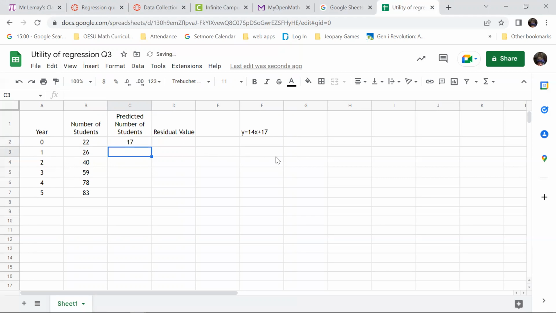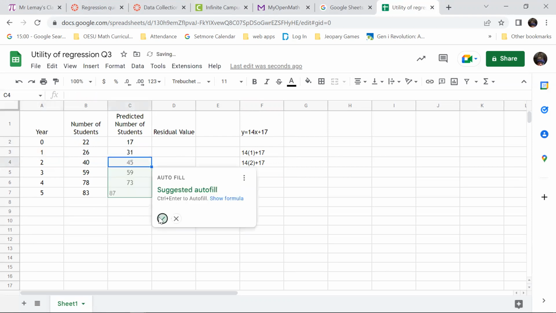Then the next one, what I'm really doing is 14 times 1 plus 17. The next one I'm doing 14 times 2 plus 17, and then 14 times 3 plus 17, and so on and so forth. I'm just going to do this with the equation. So equals 14 times that number plus 17. And it'll fill down for us, thank goodness.